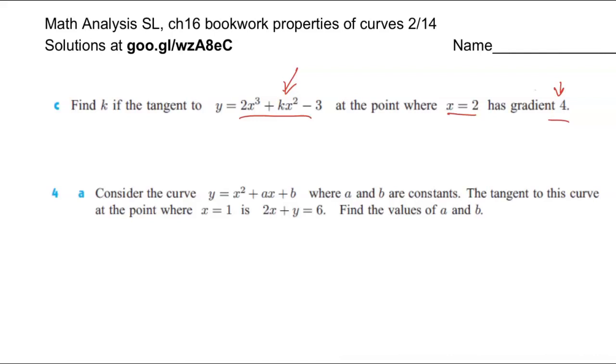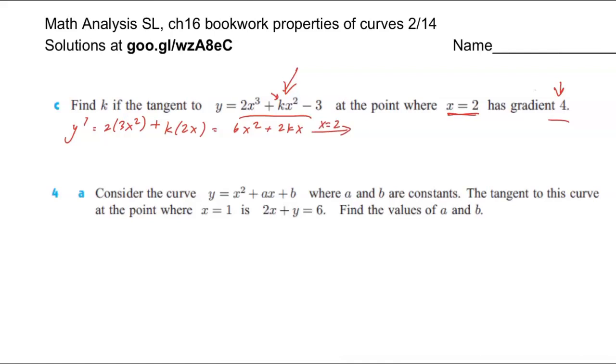The derivative of that function would be 2 times 3x squared plus, remember k is just a number, so we just treat it as a coefficient. k times 2x minus 3, the derivative is 0. Simplify. 6x squared plus 2kx at x equals 2.